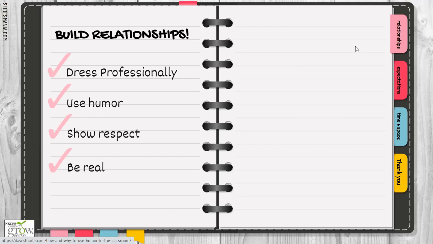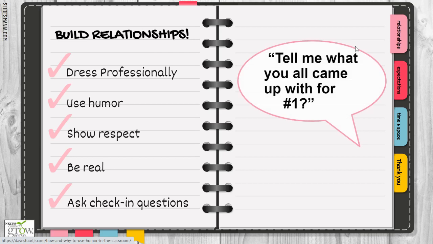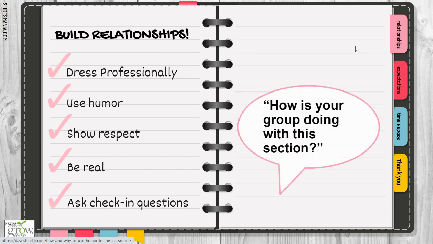And one last tip on building relationships to be proactive with classroom management is to ask check-in questions. As a substitute teacher, you may not always be familiar with the content or know what content-related questions to ask, but you can certainly ask check-in questions throughout a lesson, such as, "Tell me what you all came up with for number 1," or "How is your group doing with this section?"